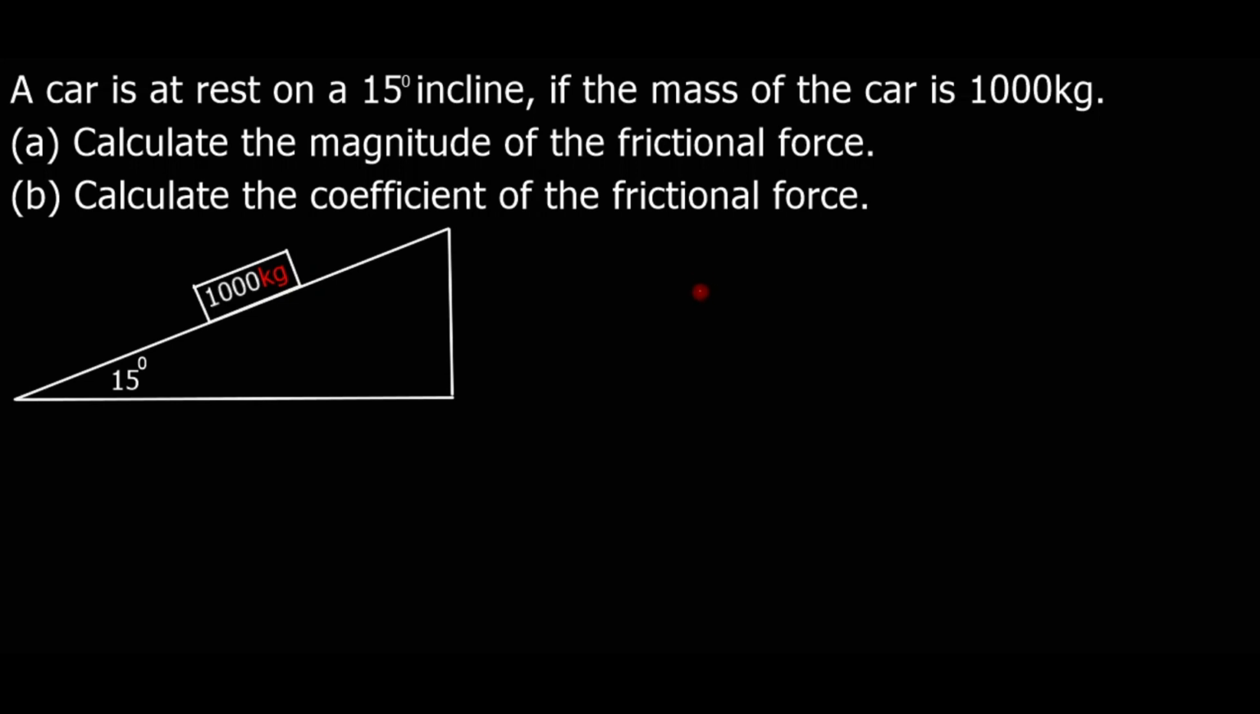This one here, a car is at rest on a 15 degrees incline. If the mass of the car is 1000 kilogram, mo re na le a car that is at rest, meaning it's not moving, and for the fact that this car is not moving, the acceleration is 0. And then if the acceleration is 0, re la gore Fnet equal to 0. And then ge e le gore Fnet equal to 0 e no re la gore all forces are balanced.